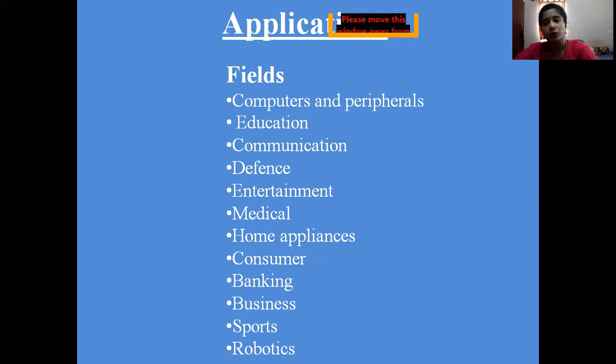Then we come to home appliances. Even home appliances have become smart. Take any appliance at your home, they are all controlled by time. Take the refrigerator, your washing machine, oven. All these are electronically controlled. Then in consumer applications, so many are there. Any number of consumer applications. Then in banking also, the computer has seeped in and helps people manage their accounts easily online. Then business, and sports.